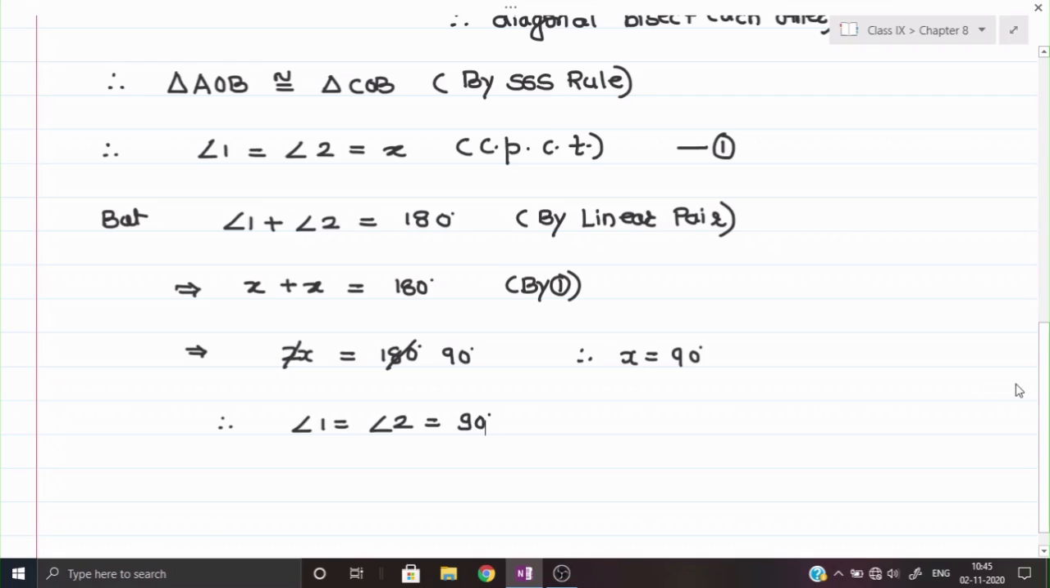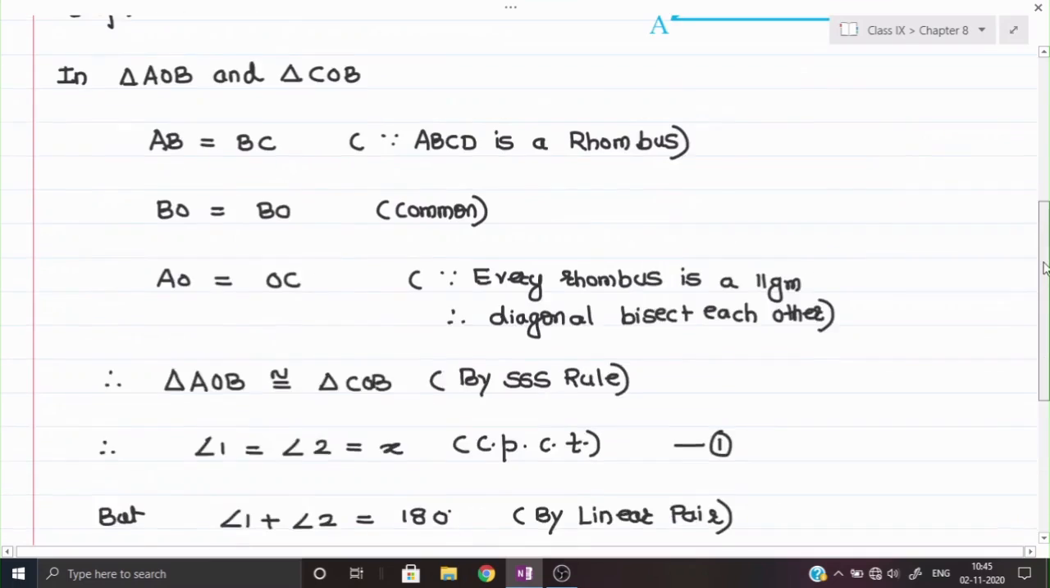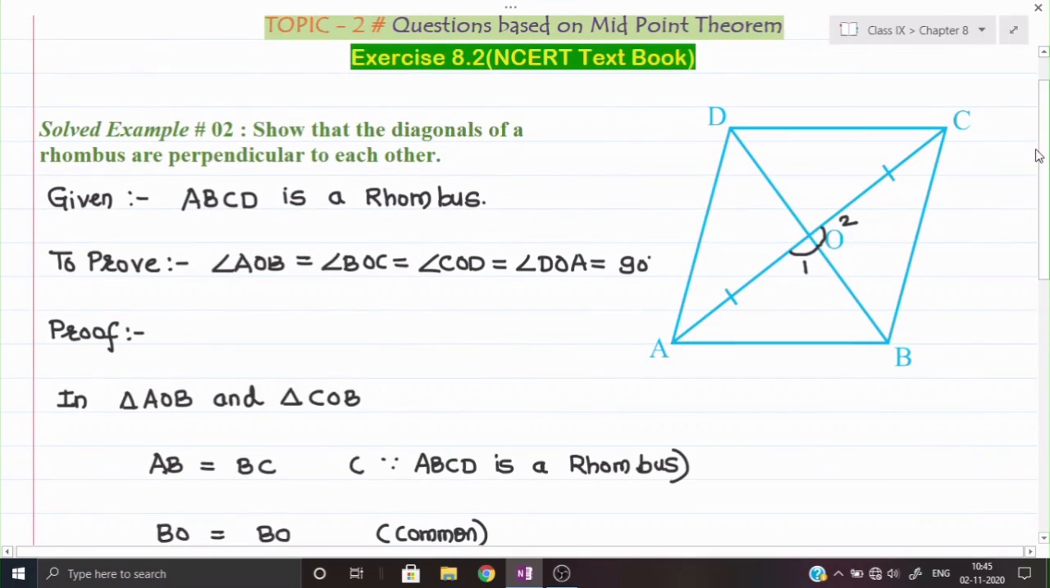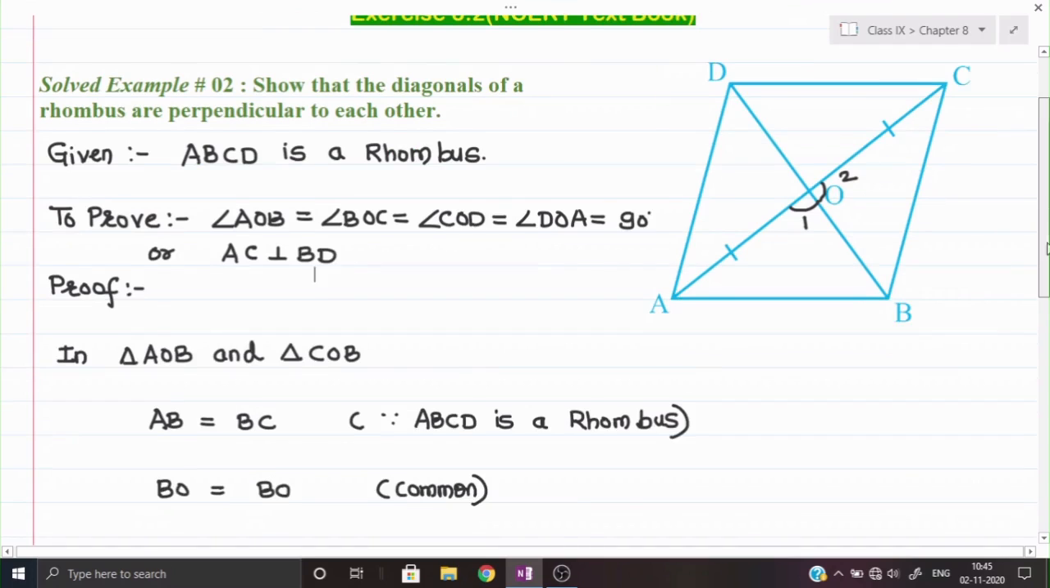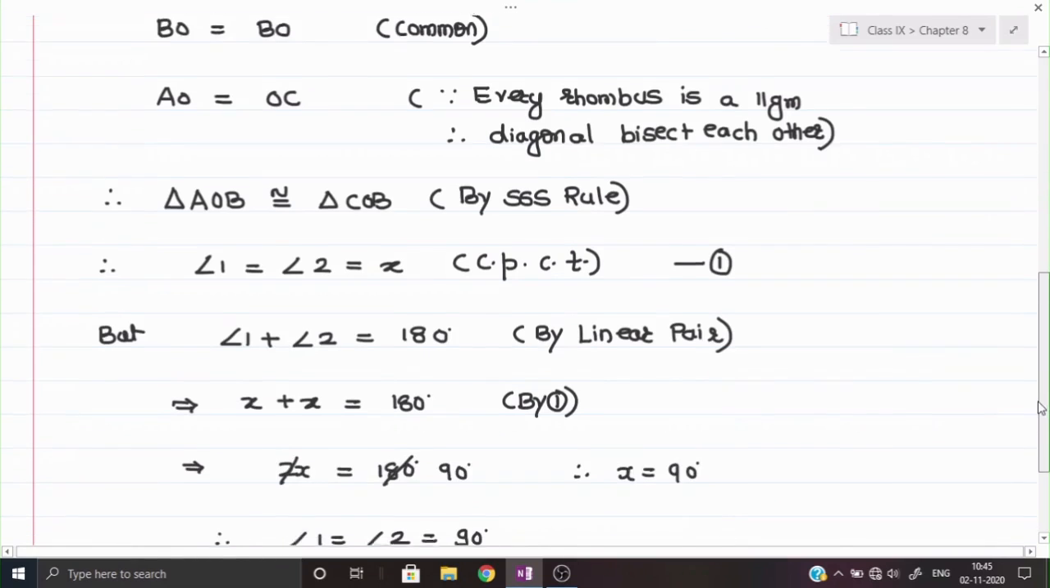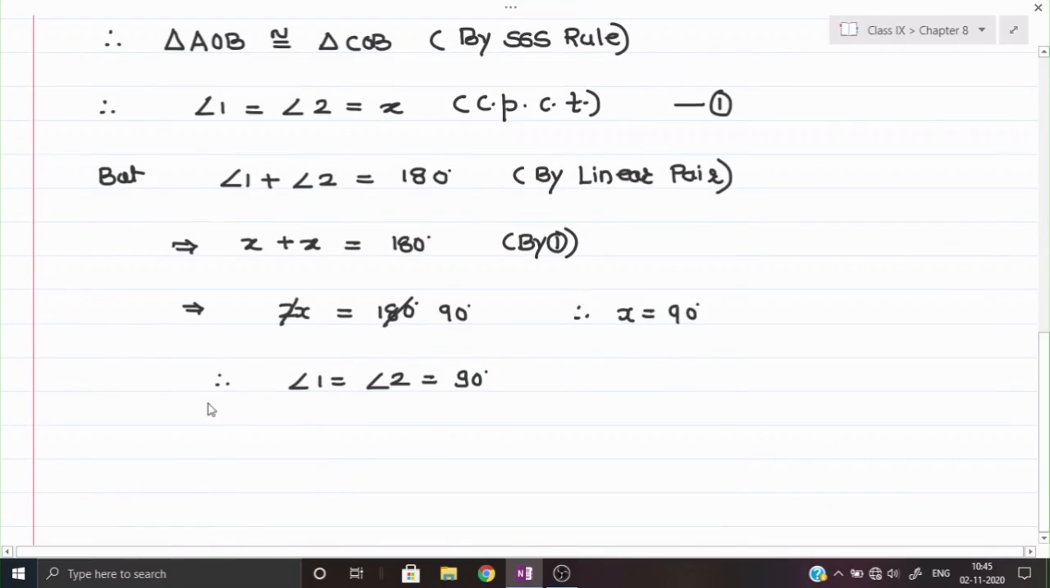Okay, and you see, if angle 1 and angle 2 are proved to be 90 degrees, I can prove the remaining two angles are also 90 degrees each. I can mark angle 3 and angle 4 also. So here, if these four angles are proved to be 90 degrees, we can say AC is perpendicular to BD. In other terms, we can say that AC and BD are perpendicular. And if these angles are 90 degrees each, we can say that therefore AC is perpendicular to BD.